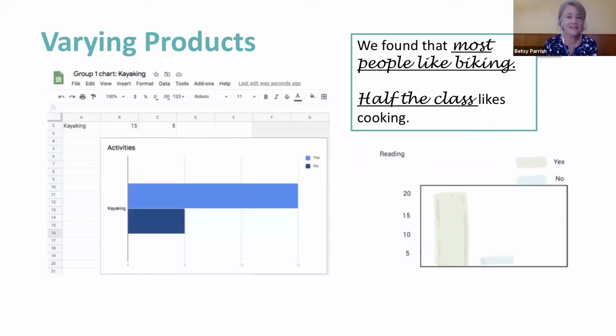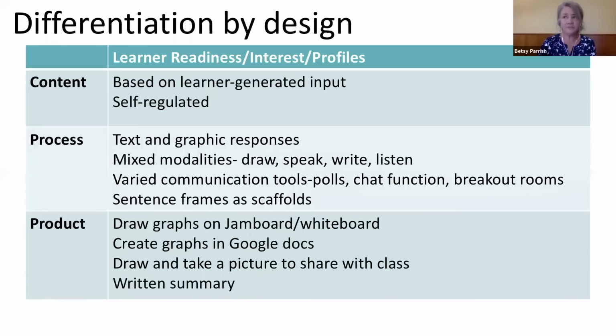And then finally, some students might be most comfortable still just writing, but you could give them some frames if they need them, or they could just write a paragraph depending on their level. So you're differentiating. So we found that most people like biking, or half the class likes cooking, for example. Okay? So again, here we differentiated by design. We didn't just leave it to chance, but we thought ahead about the different ways we're going to differentiate the content based on the learner-generated input.